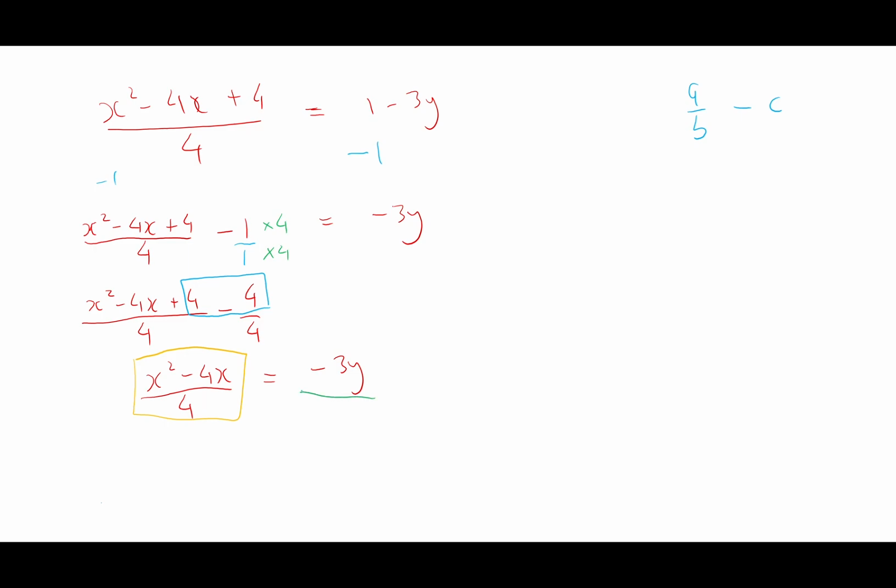Over here, we focus again on the right hand side. How do we get y on its own? We divide by minus 3. So we must divide by minus 3 on the left. Now, if we're dividing by minus 3, the minus 3 is under the denominator. And so we're going to times 4 by minus 3 because they're both under the denominator. So that will give me x squared minus 4x over minus 12 equals y.